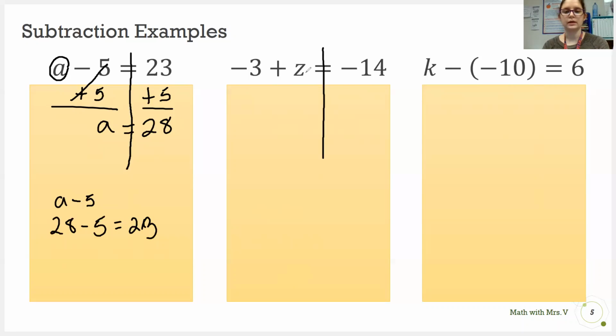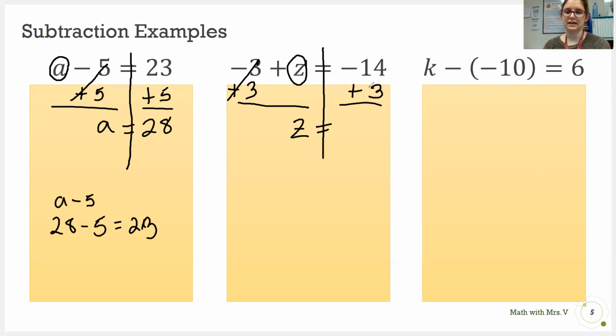Okay, put in our line, circle our variable. So we have a -3. We want to do the opposite. That's a +3. Positive and a negative of the same number make a 0. So Z equals.